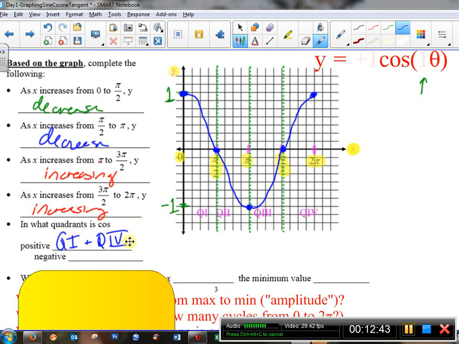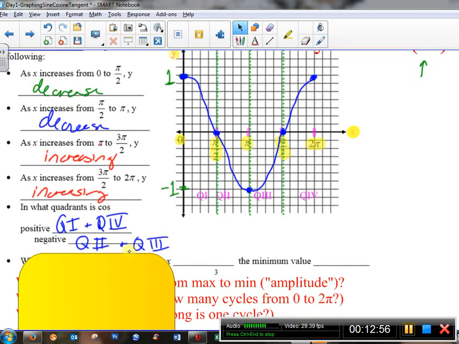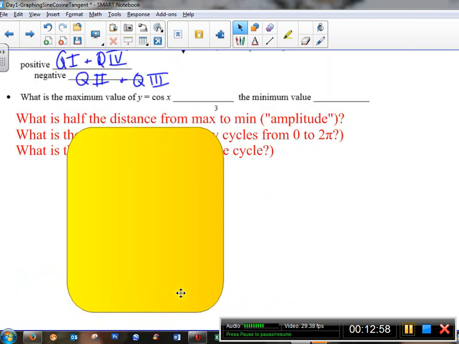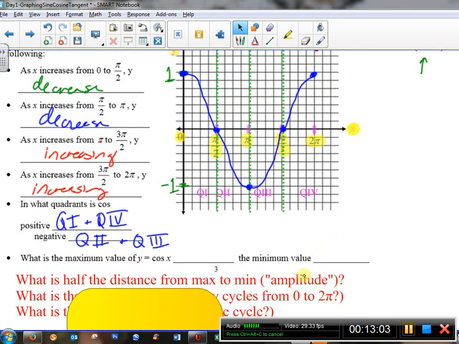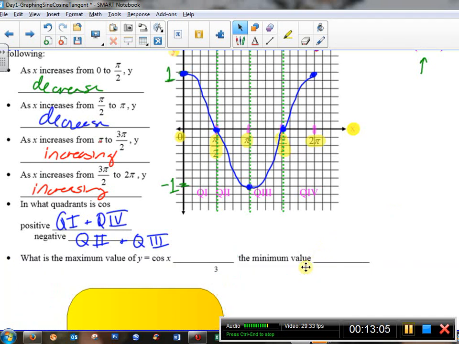Where is the cosine negative? Well, it's below the x-axis in quadrant 2, and it's below the x-axis in quadrant 3. So that's where we'd say it's negative. And then looking at some other questions down there, we're not going to have to answer this for today. I'm going to delete that. It shouldn't be there.